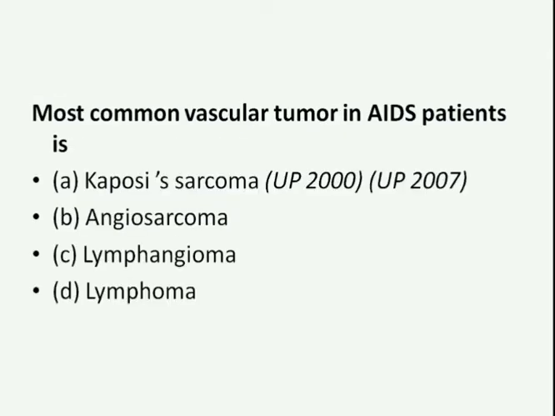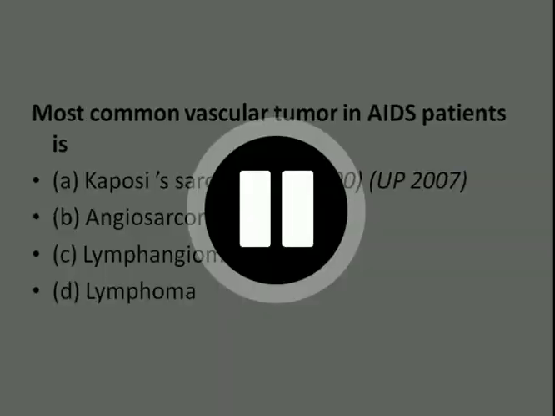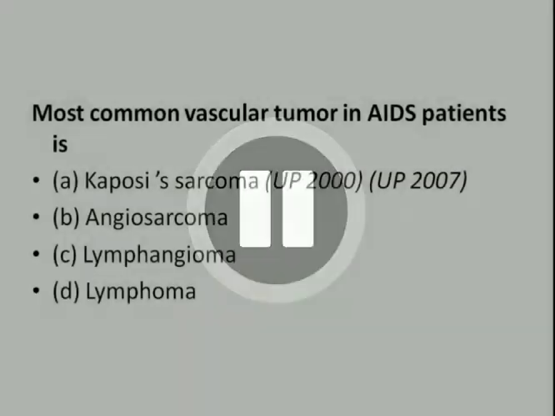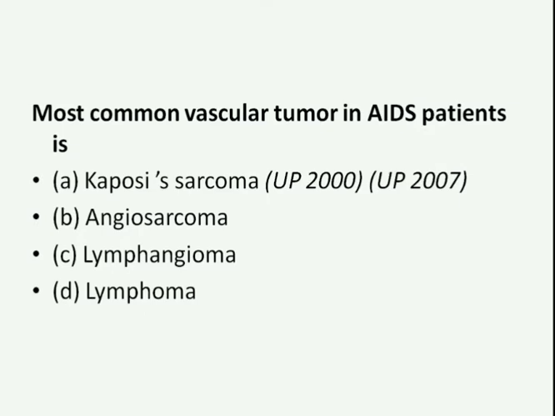What is the most common vascular tumor in AIDS patients? It is Kaposi sarcoma. Kaposi sarcoma is a special kind of vascular tumor found in AIDS patients. Because of the immune deficiency, the endothelial cells get infected by a particular virus, the Kaposi sarcoma virus, which is otherwise called human herpes virus 8.